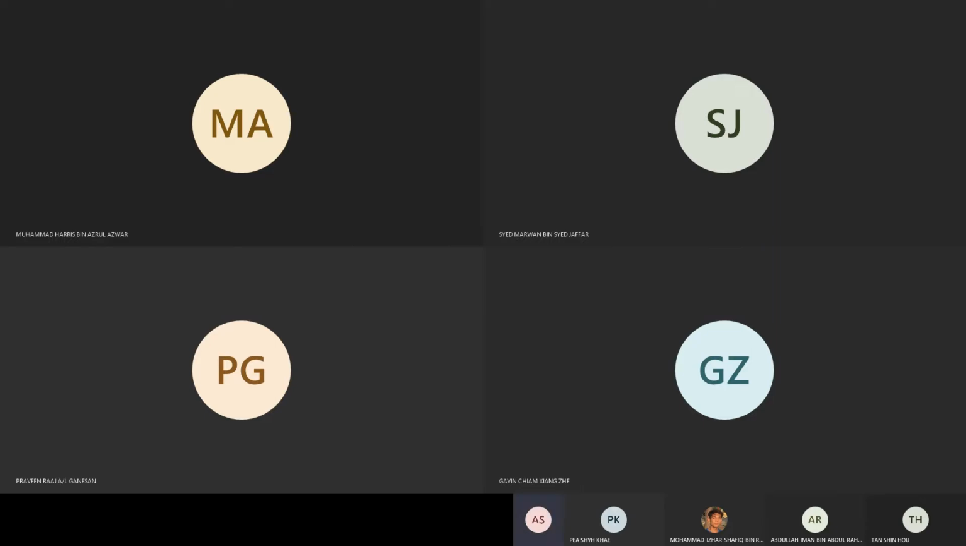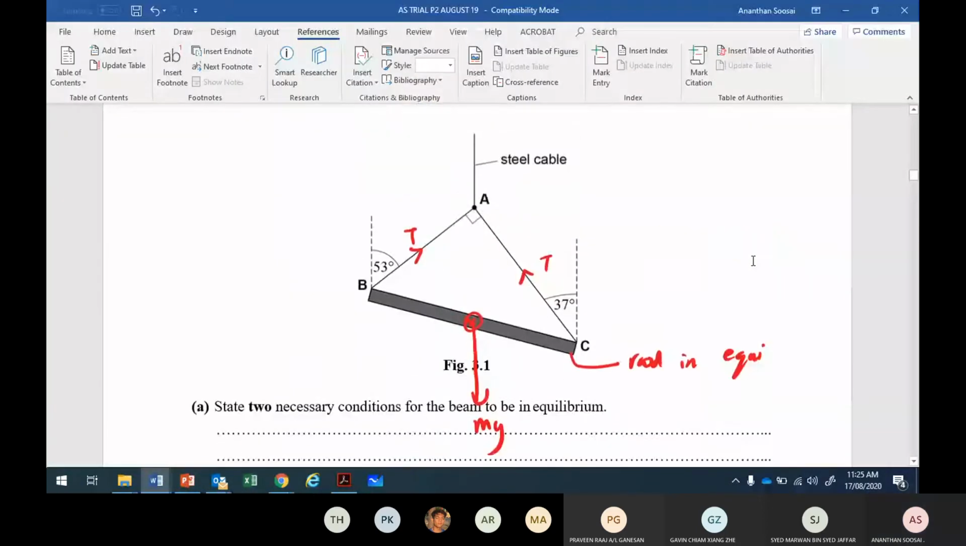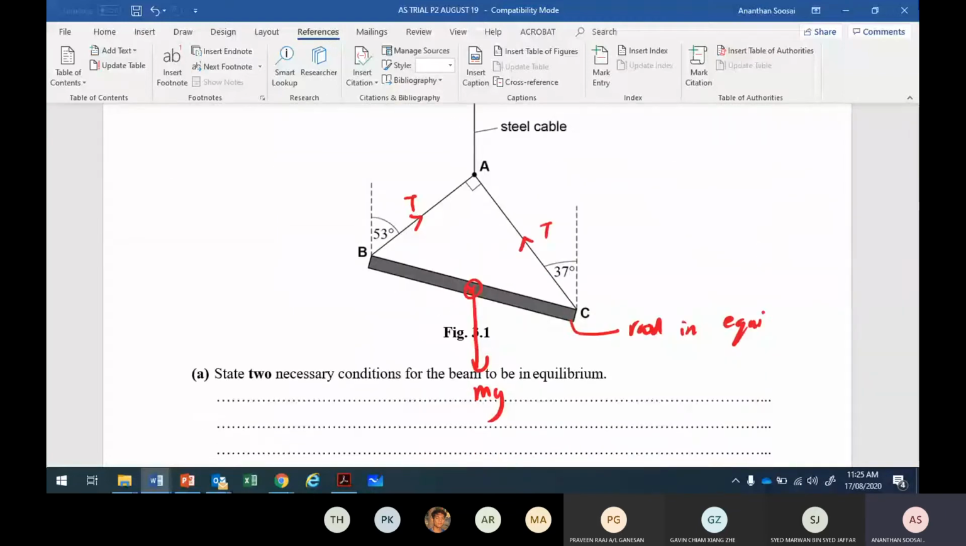Okay, class. Can you see the paper now? Yes, you can. Okay, something's wrong. I don't know what the connection is.